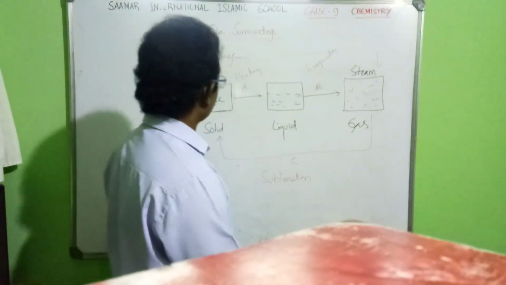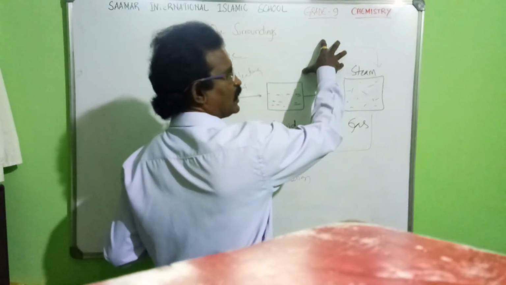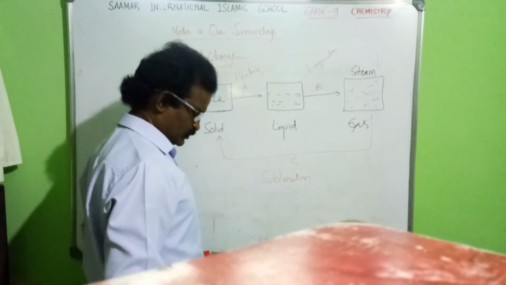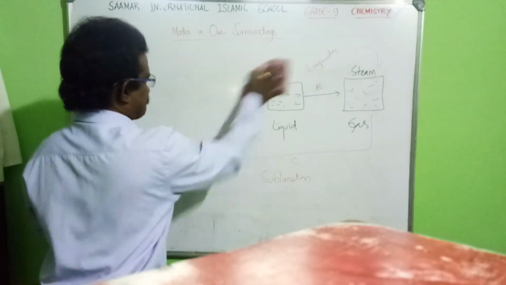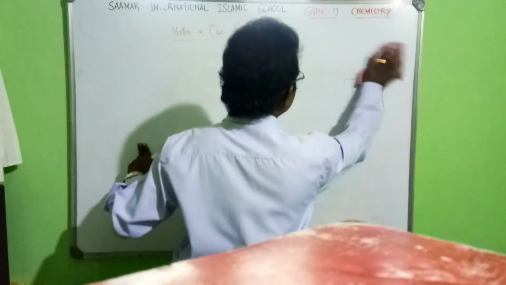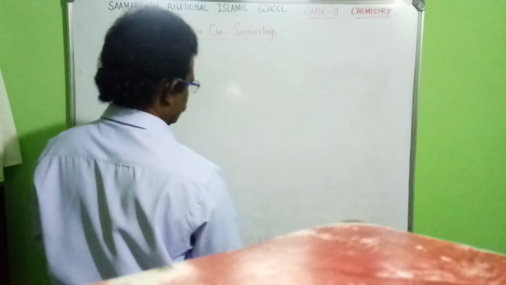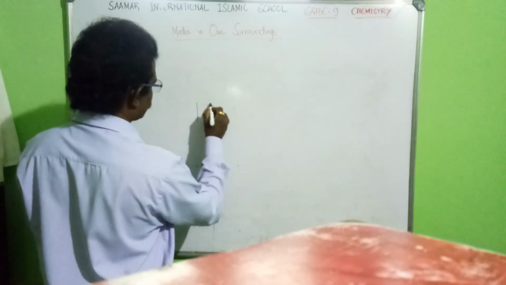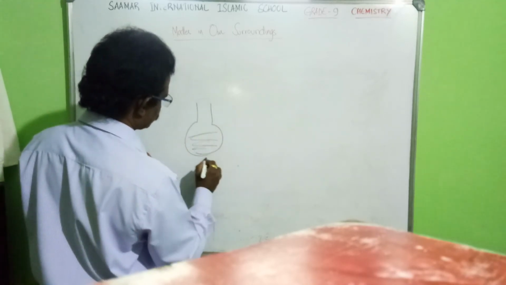Here in this chapter, what they have expressed more is the evaporation, how the evaporation takes place. Now I'll show you condensation. You can see one experiment. I'll show you an experiment. In this, if you see, I'm heating water in a round bottom flask. Okay, I heat water in this round bottom flask.